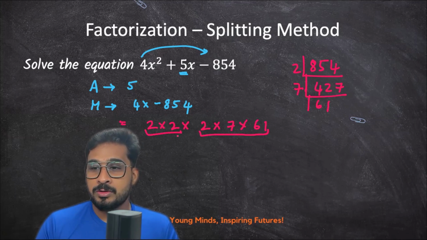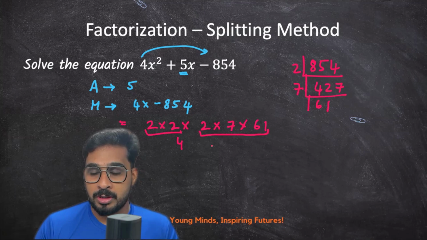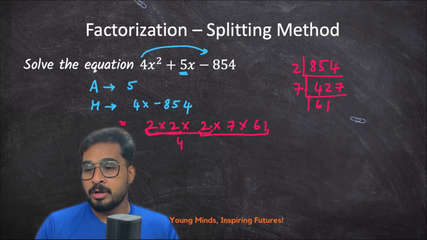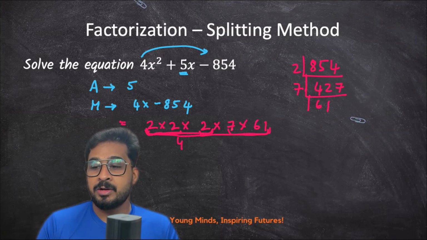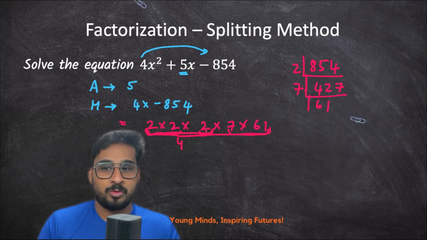So 2 into 2 is 4, and 7 into 2 into 2 is 14 into 61, which is a very large number that will not add up to give 5. So that is ruled out. Next, we go for 2 into 2 into 2, that is 8, and 7 into 61. 7 into 61 is 427. 427 and 8, no, you cannot go.